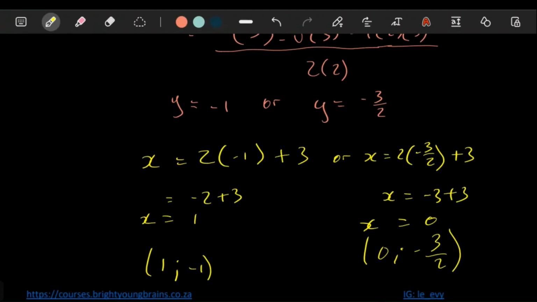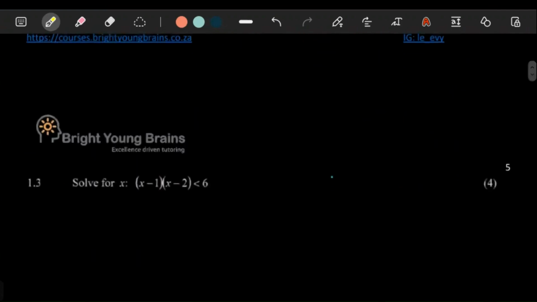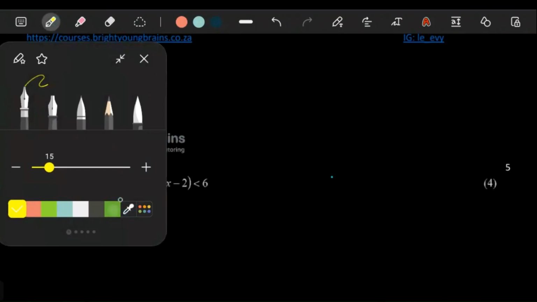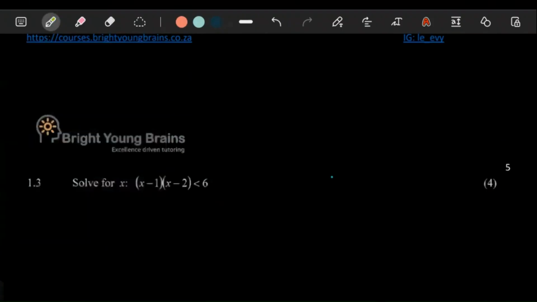So you'll be safe, you'll be good, you'll be clean, and then you will be able to comfortably move on to the next question. So the advantage behind you double checking your answers is so that you can stay confident as you write your exam. So let's see here. Solve for this inequality.